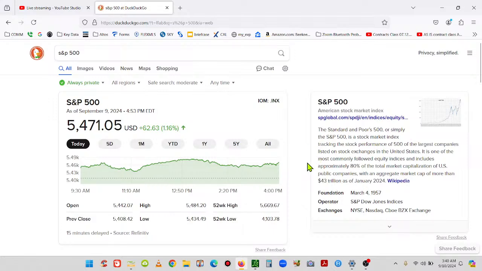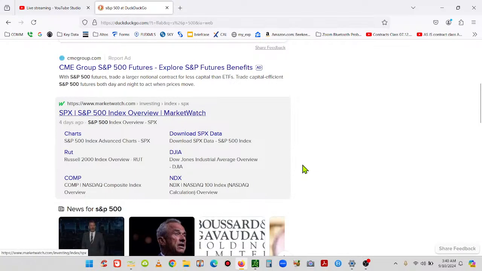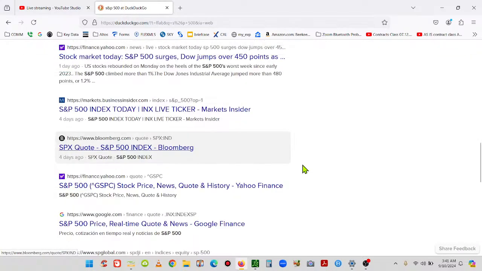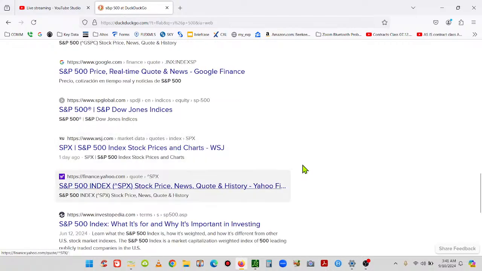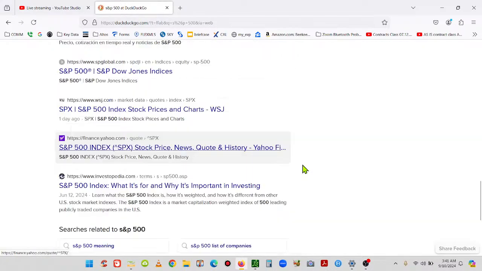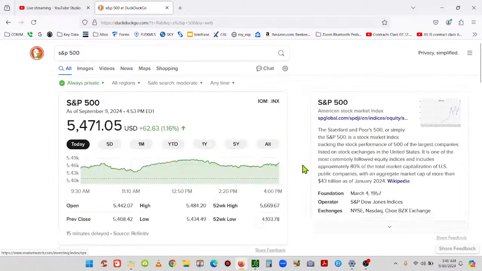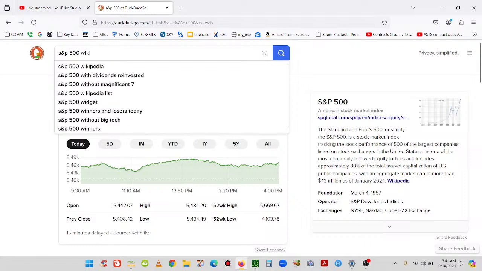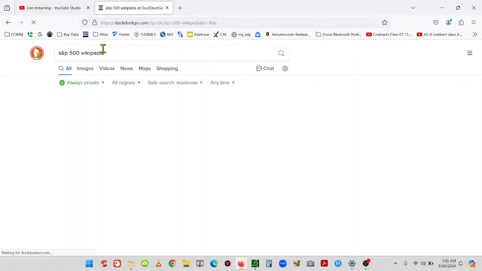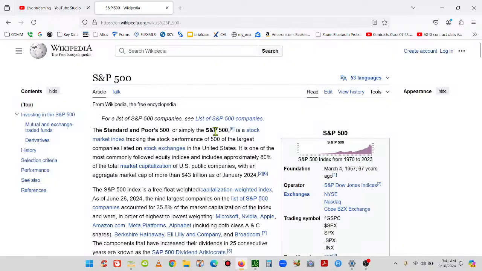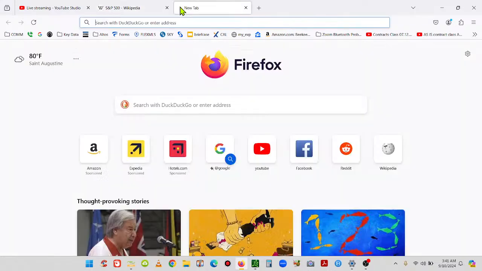a stock market index, the stock performance of the largest companies listed in the stock exchange. In order to avoid copyright, I want to see what Wikipedia says, because Wikipedia does not have copyright. So the S&P is the Standard & Poor's 500, or simply S&P, a stock market index. So we're not trading a stock market index. We're trading an ETF. Okay?